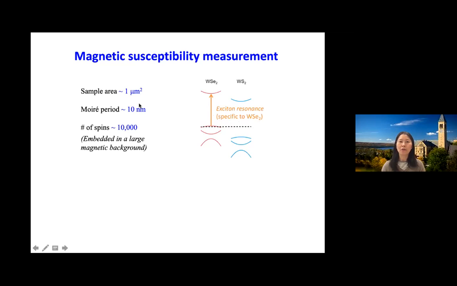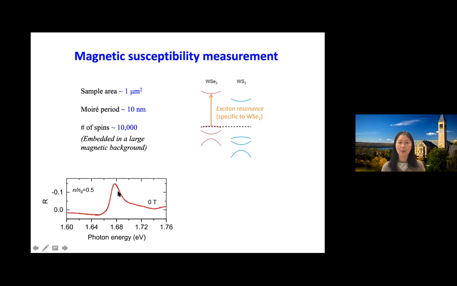And if there are magnetic moments in the background, those excitons are going to feel the influence of the magnetization from the background. And the left and right circular polarized response will be different. And then the difference corresponds to the magnetization in some limit. So this is just an example, showing the reflectance. You can think of it like absorption of this particular exciton resonance. This is in the case when we don't apply magnetic field.